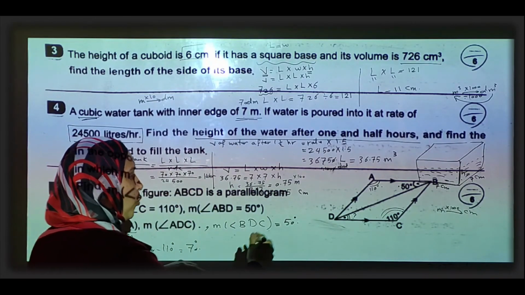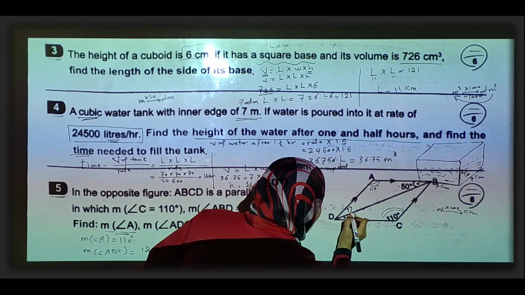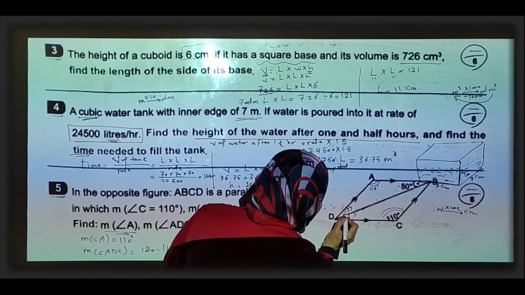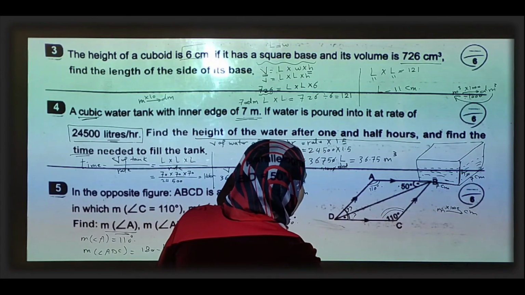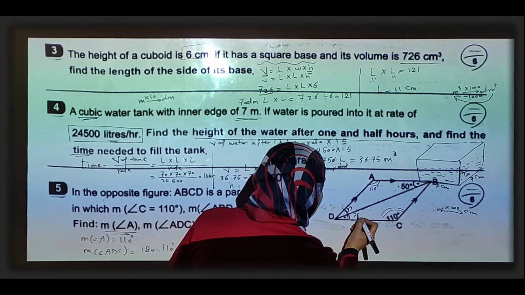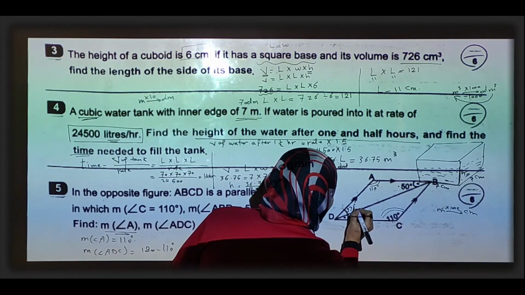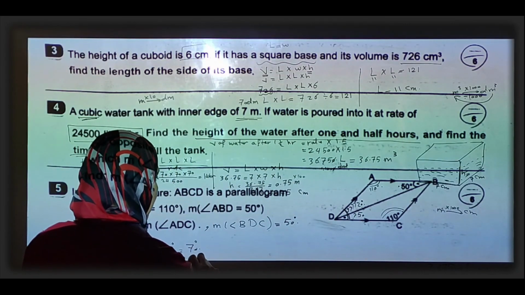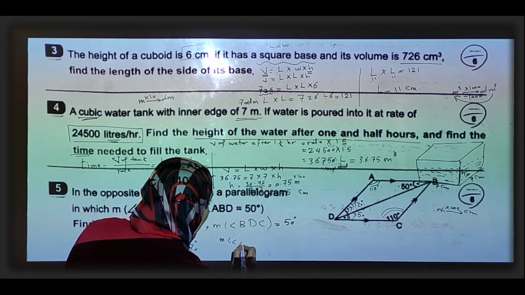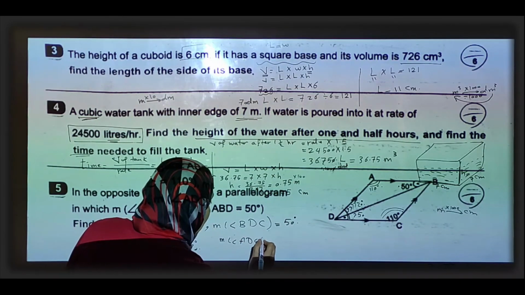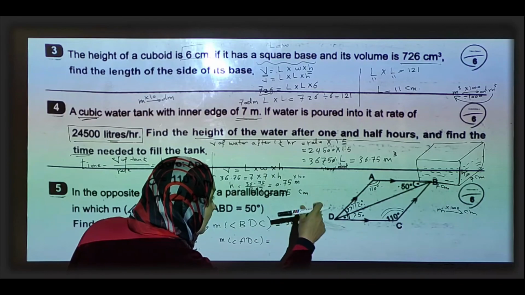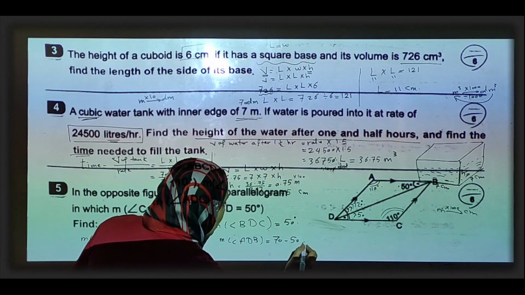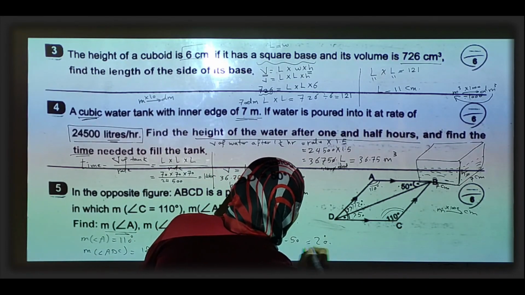If we want another required, the measure of this angle, how can we get this angle? We know angle D is 70 degree. This is 50. What is the measure of this? 20. 70 minus 50. Measure of angle ADB equals 70 minus 50 equals 20 degree.